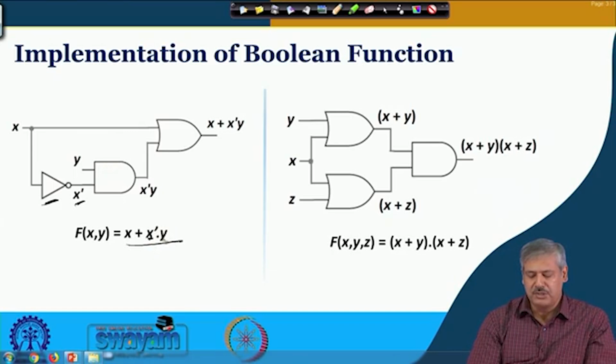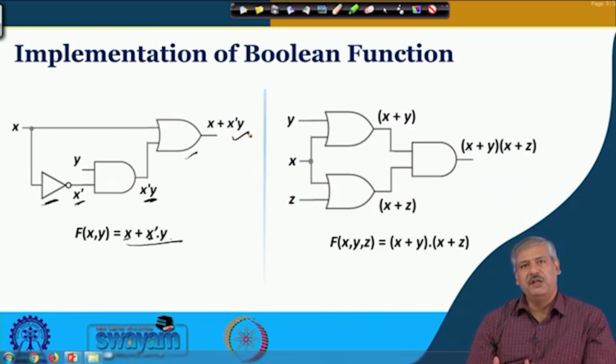So, there are 2 inputs to this AND operation. One is x prime, another is y. This AND gate output is x prime y, and this x prime y is ORed with x. So, we shall put a 2 input OR gate, because there are 2 inputs to this OR operation. This is the 2 input OR gate, and the final output we get this way.